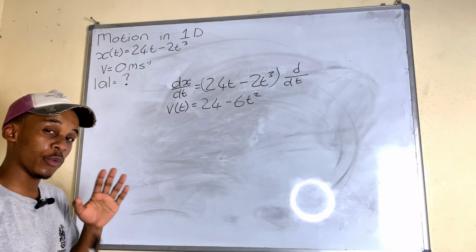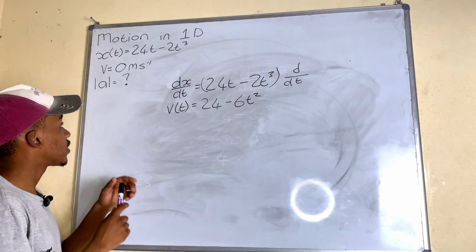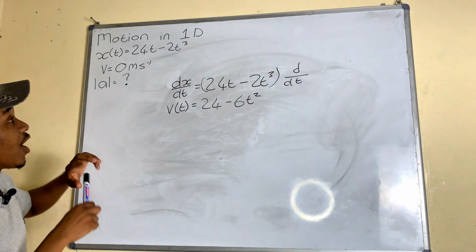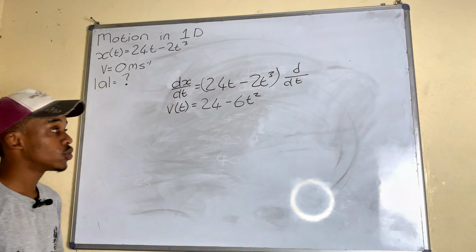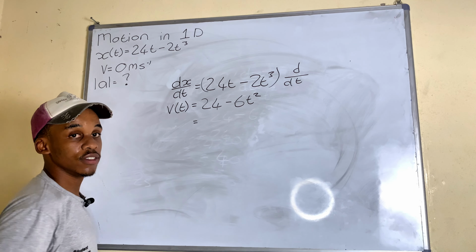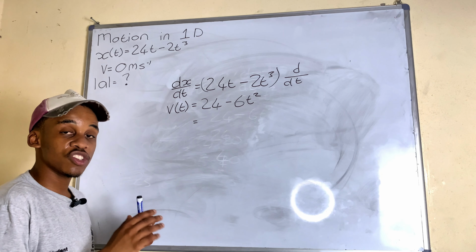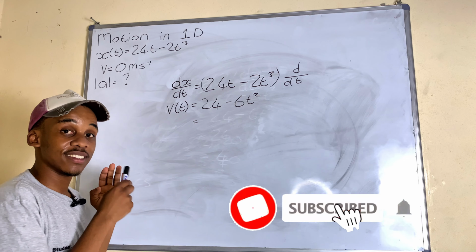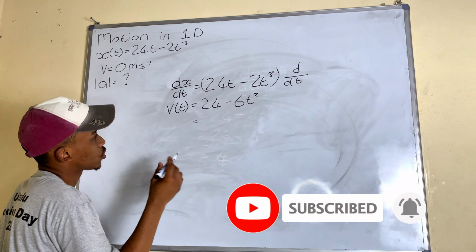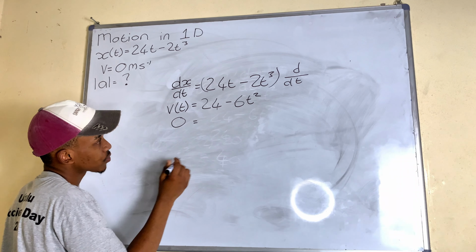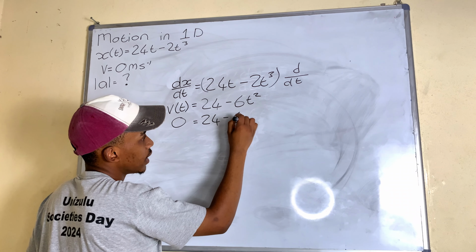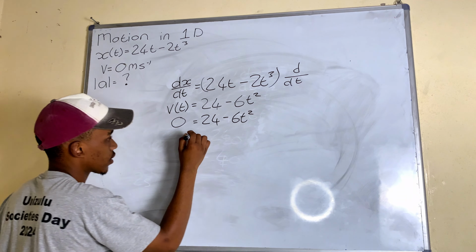Okay, remember what the question asked us to find. The question asked us to find the magnitude of the acceleration when our velocity is equal to 0. So what this means is that we'll have to substitute a 0 for the velocity. Let's substitute 0 over here. We now have 0 is equal to 24 minus 6t squared.